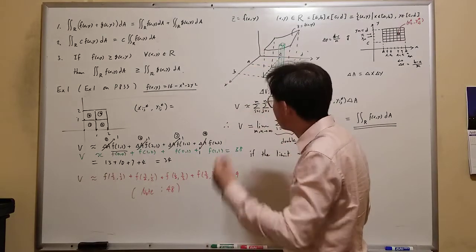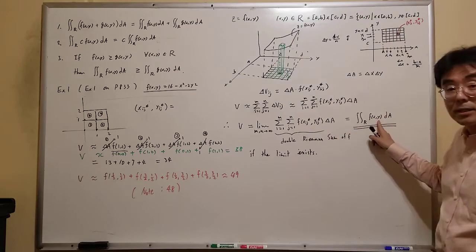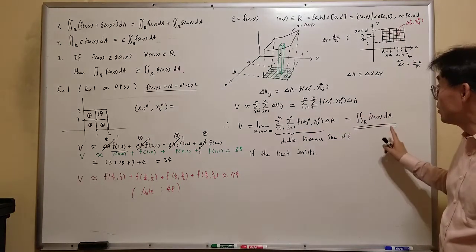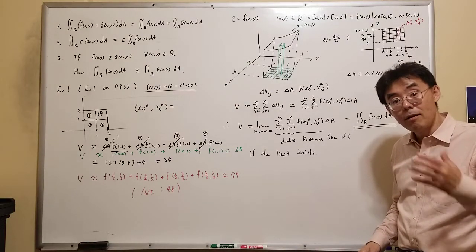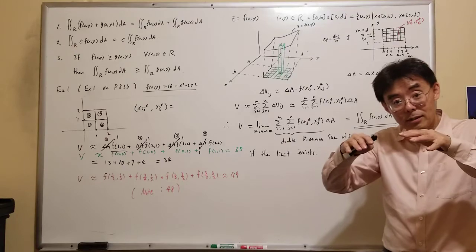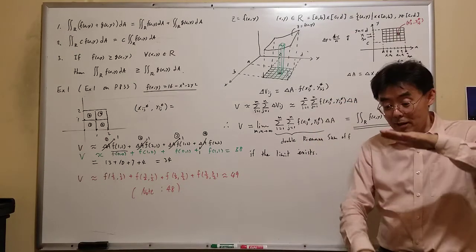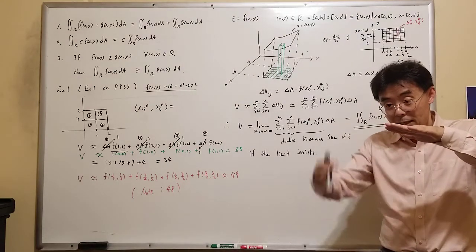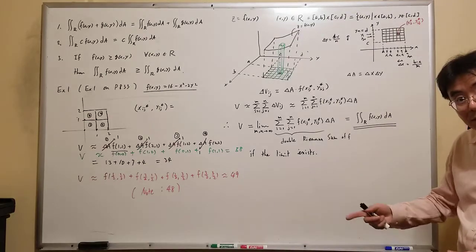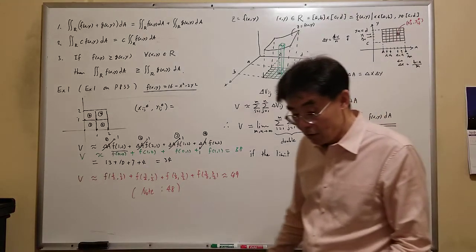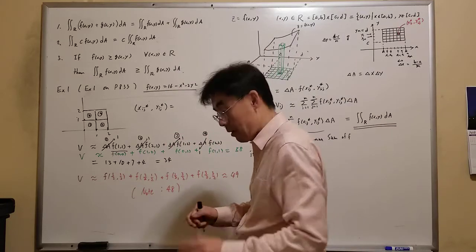Now, we learned that if f of xy is positive, then the double integral gives you a geometrical meaning. That is the volume of a solid, which is under the graph of f of xy, above the xy plane, z equals 0, and these walls above the rectangle, a to b, c to d, right? So using that, let's do the following example.